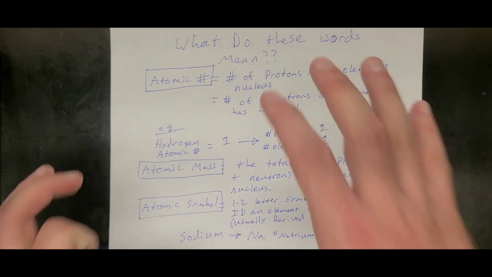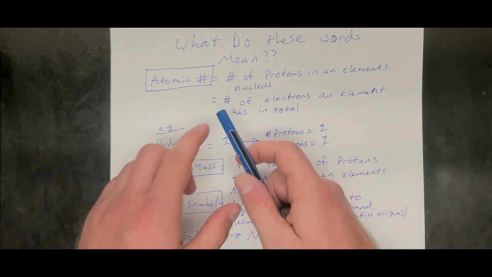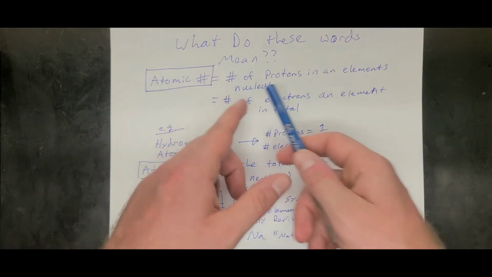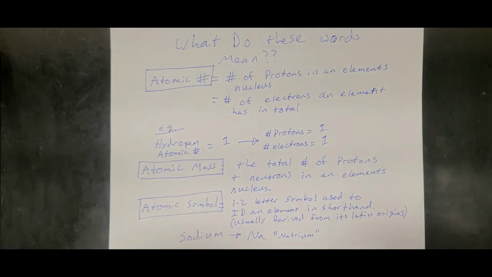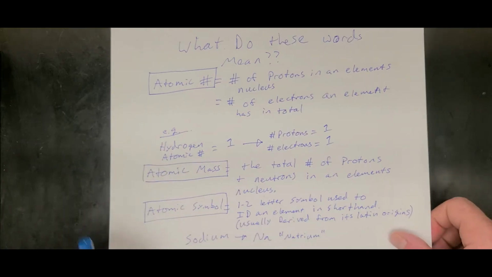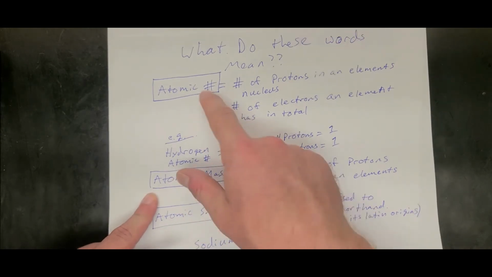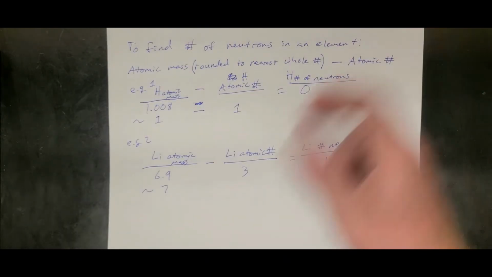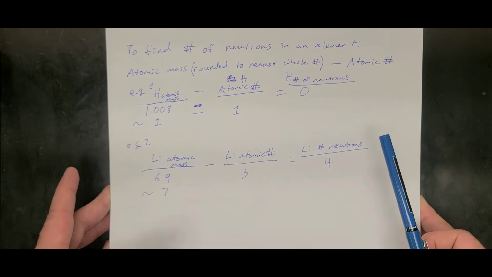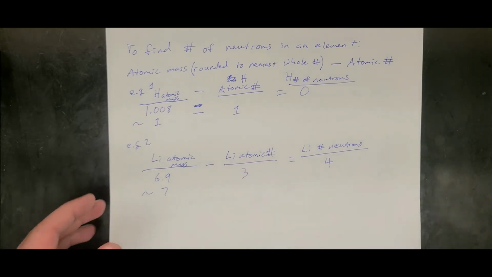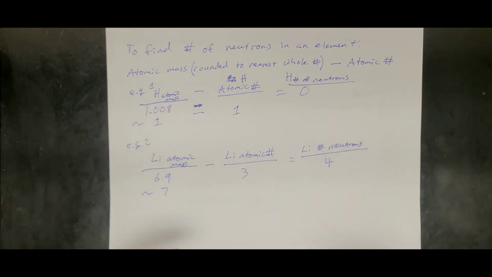Okay, given this information, we've figured out how to tell how many protons and electrons an element has. Now we want to figure out how many neutrons an element has if we were given this information. And we can do that by using the atomic mass and the atomic number. To find the number of neutrons in an element, we just have to follow this simple formula: we take the atomic mass, round that mass to the nearest whole number, and subtract the atomic number from it.